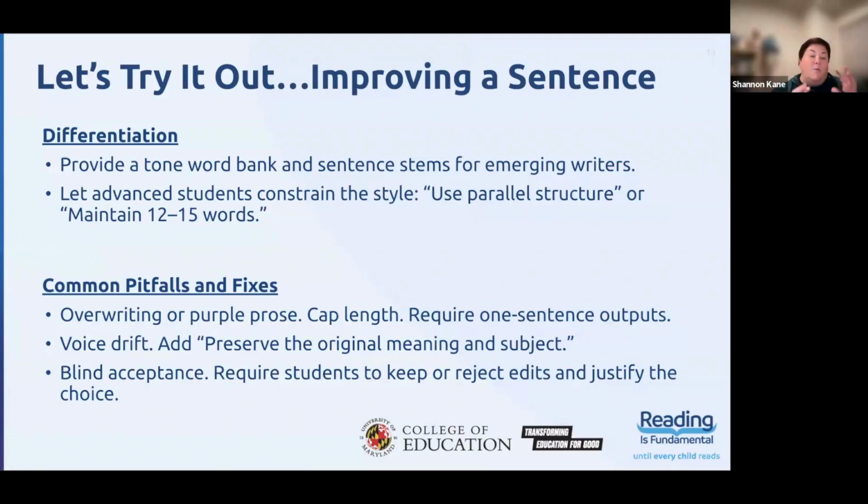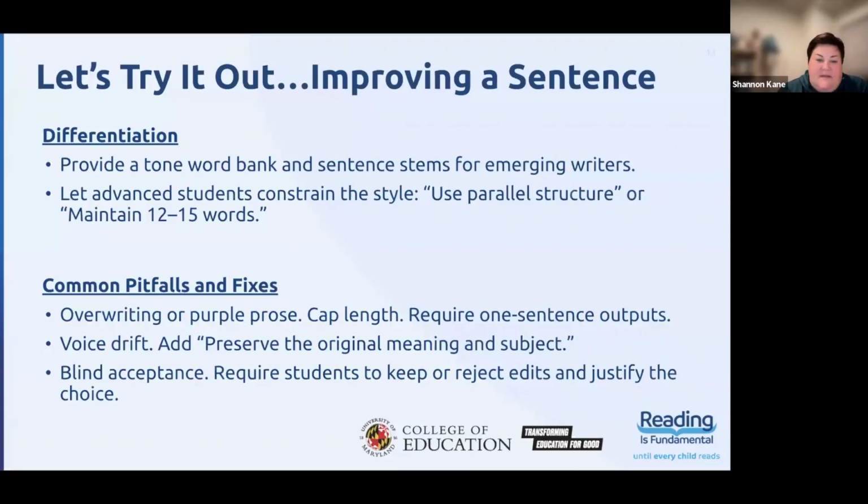Overwriting and this idea of purple prose, right? Those fluffy words that we're like, do we really need that? That's why that idea of capping a length or one sentence outputs is important, right? We still want this to be authentic to our students. And also you can think about what developmentally works for your grade level. This idea of voice drift, right? Sometimes AI can unintentionally voice drift. And so that's why that preserve the original meaning and subject is important. And again, that's a conversation to have with students, right?